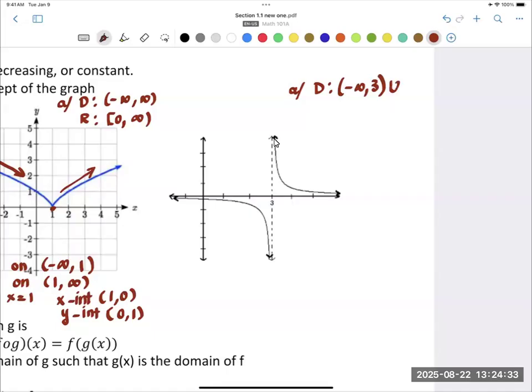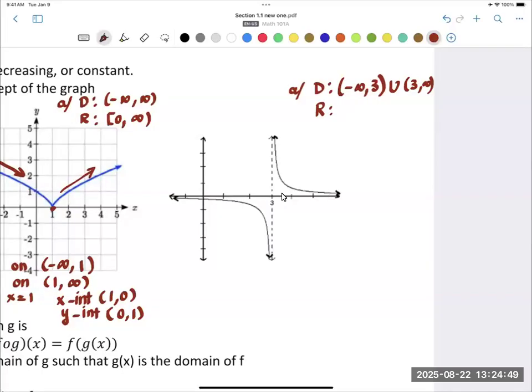After 3, you still have a piece of graph, right? So after this, you have 3 going to infinity. So your domain is actually from negative infinity to 3, and then from 3 to infinity. Okay, and how about the range?